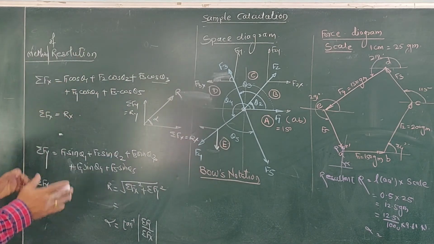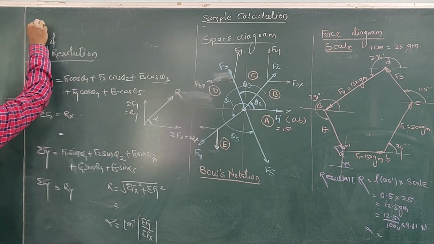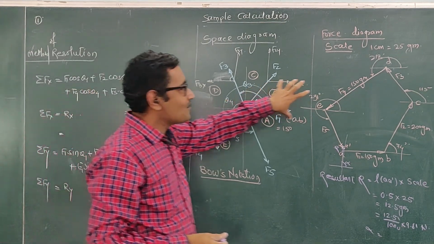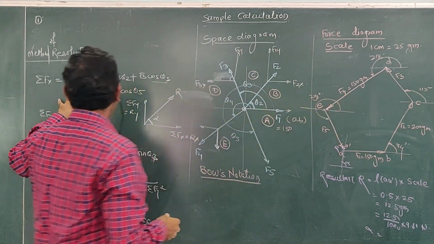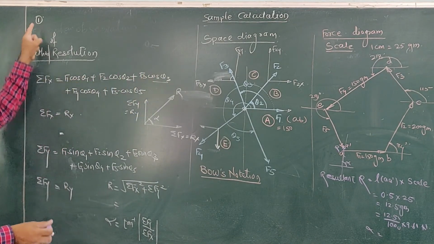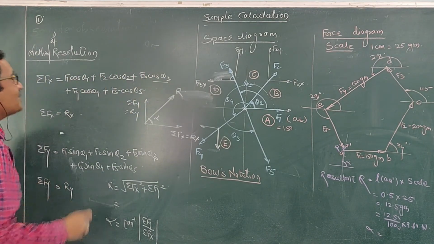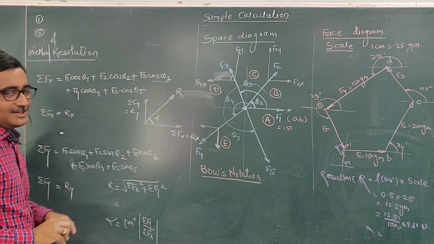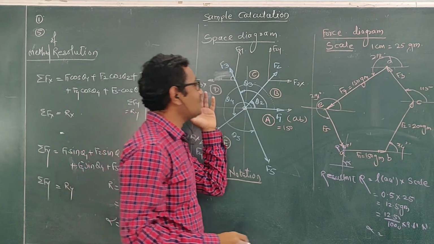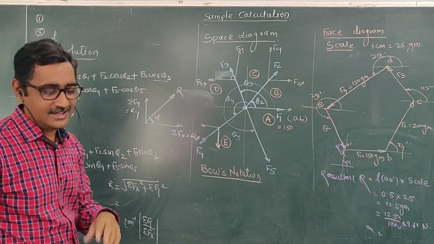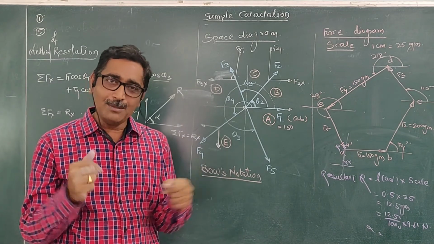Okay, for each observation, you have to draw the space diagram, force diagram and do the sample calculation analytically. Everything you have to do for one calculation, and this way you have to take all together 5 readings. In the first experiment you have to draw 5 space diagrams, 5 force diagrams and 5 graphical methods. And in the result table you have to tabulate all these things.